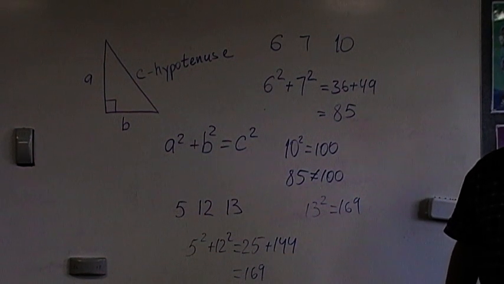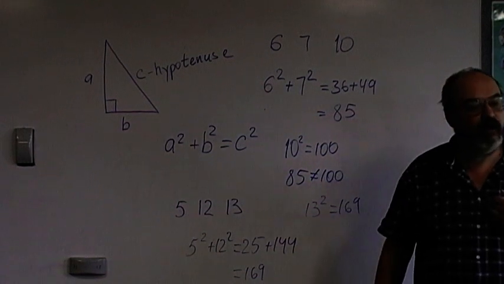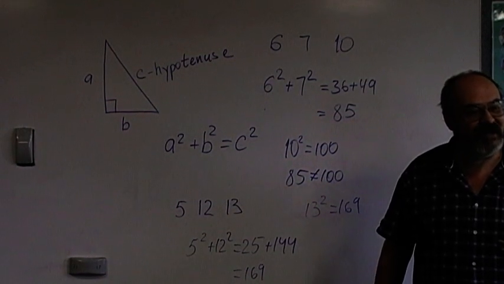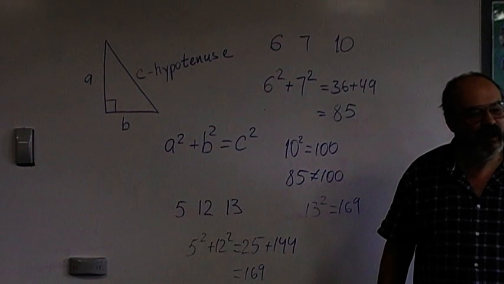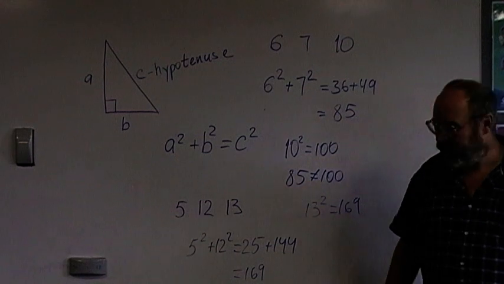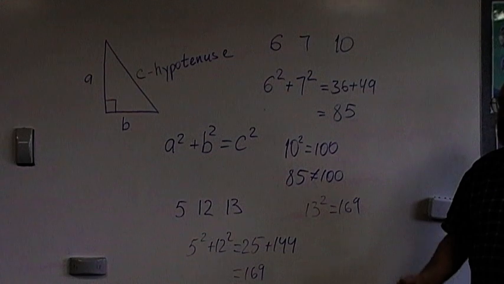Wait, how do you get 13 squared? What do you mean? How did I get 13 squared? I multiply 13 by 13. No, I mean, to get the 169, oh, that's the answer. Sorry, yeah. Never mind.